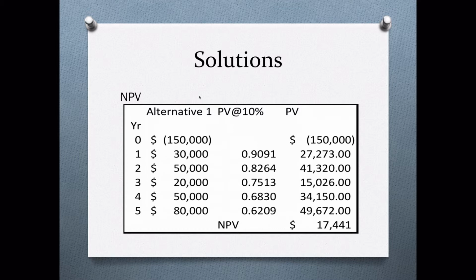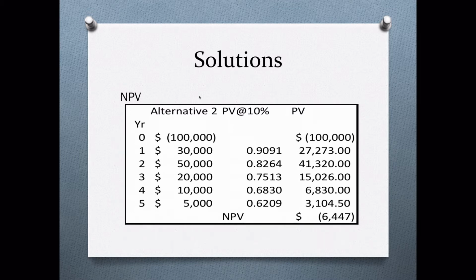All right, so alternative 1, again, at 10%, I look in the book and get my PV for 10% for 5 years, and that's 0.901 all the way down to 0.6209. I do my math, add up the present value of all my cash flows, and I get 17,441, which is positive, so I accept alternative 1. Alternative 2, I'm doing net present value, and I do all the math. I get a negative 6,447. That tells me that I reject this one.